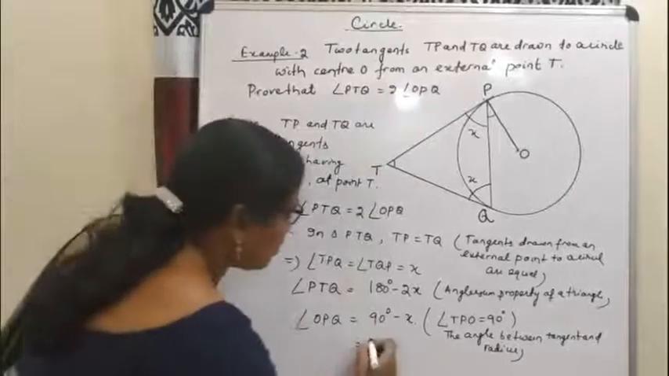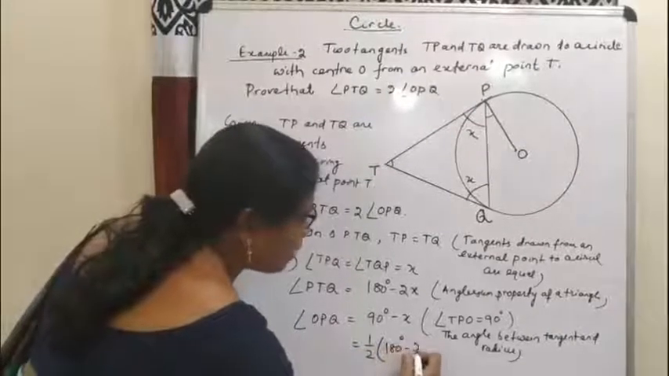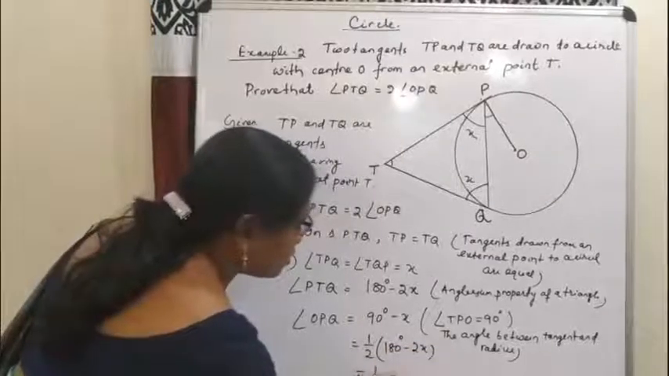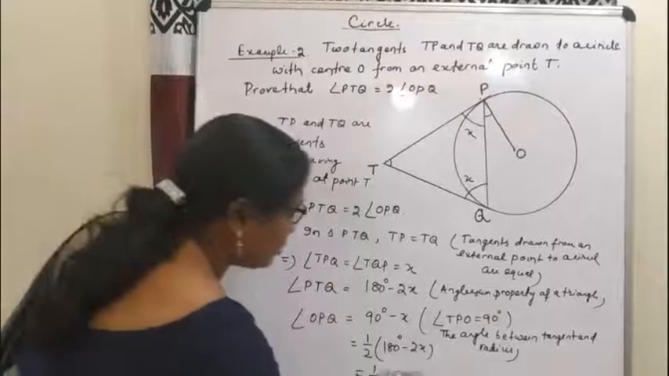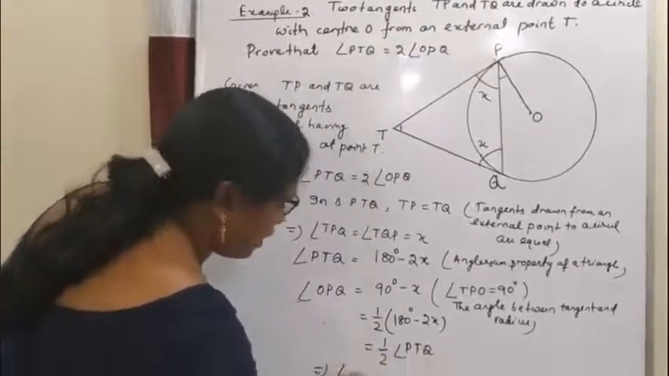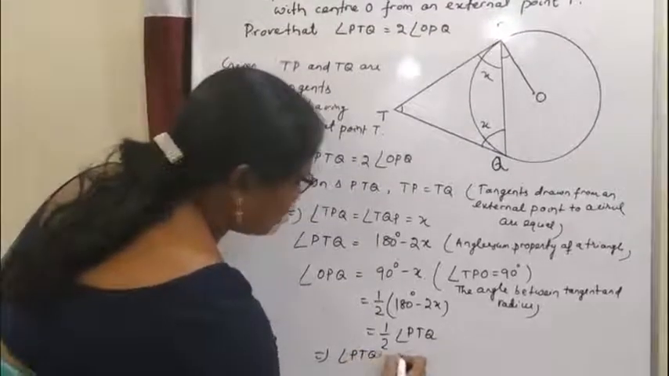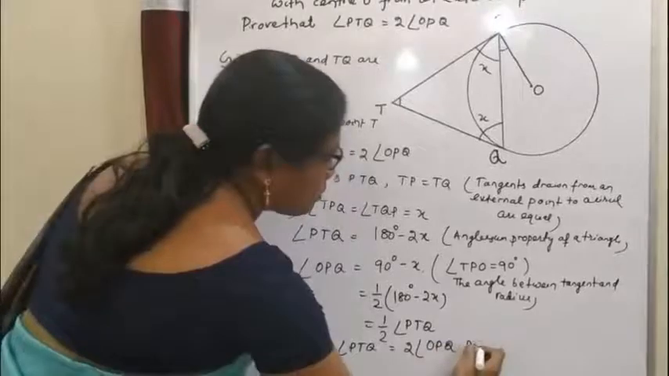So this is equal to half of 180 degrees minus 2x, which is equal to half of angle PTQ. So this implies angle PTQ is equal to twice angle OPQ. So this is proved.